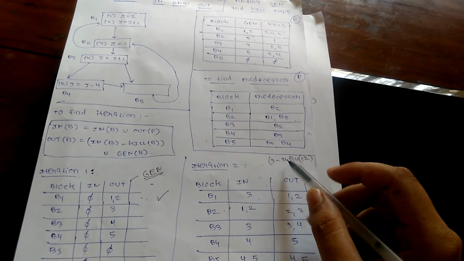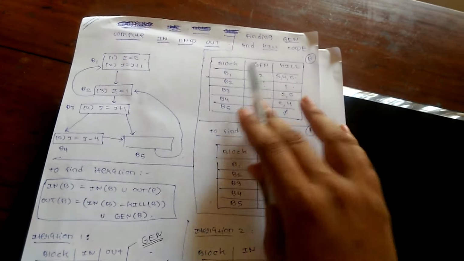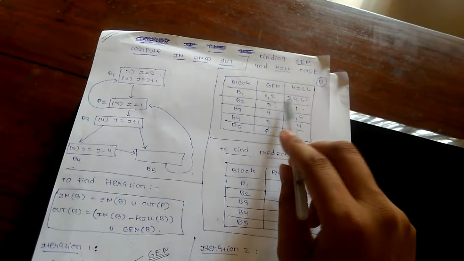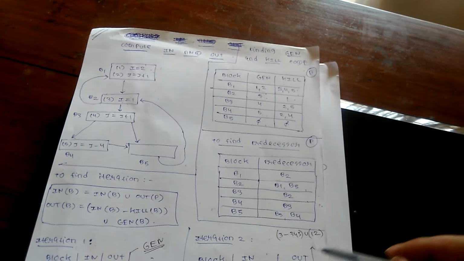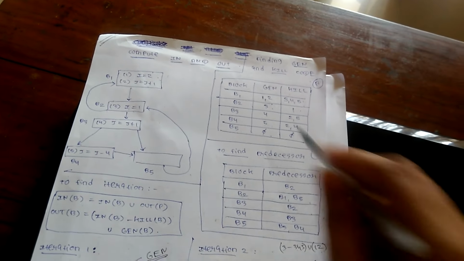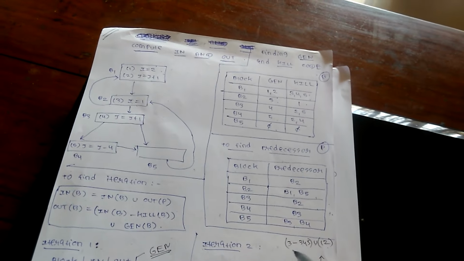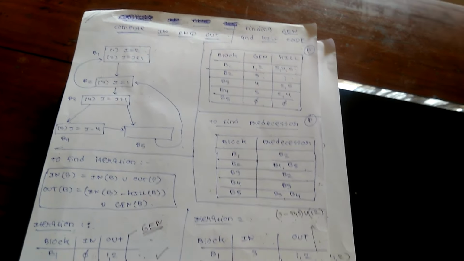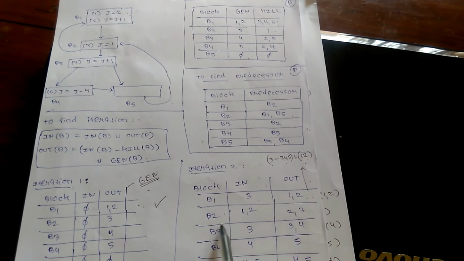What is the value of B1 of gen? 1 2. So here, in minus kill, so 3 4 5 union gen. What is gen? 1 2. So 3 minus 3 4 5 union 1 2, the answer will be 1 2. Okay, now B2.